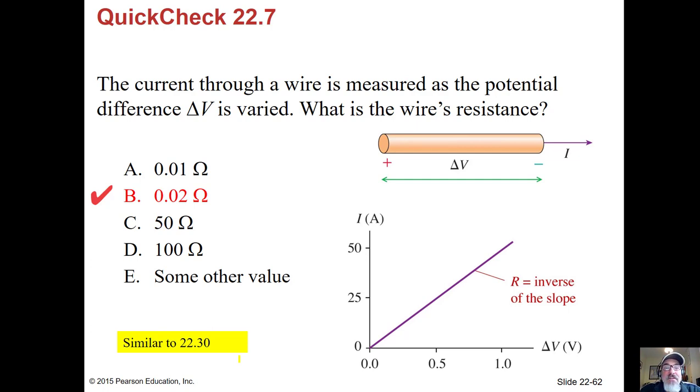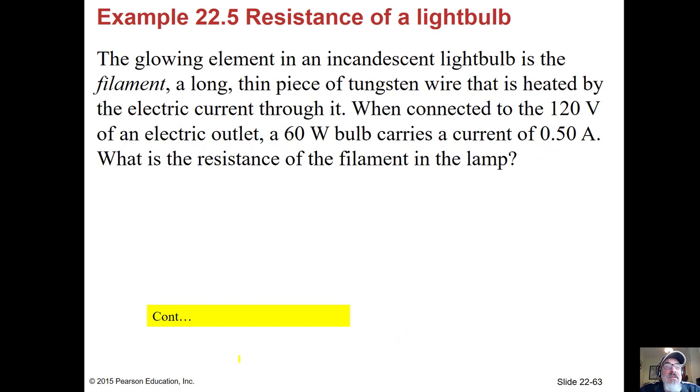Okay, very good. The glowing element in an incandescent light bulb is the filament, a thin piece of tungsten wire that's heated by electric current through it. When connected to 120 volts of an electric outlet, we're pretending that the voltage in your house is just something called DC. That's this number. It's not really the case in real life, but that's okay. So pretend we've got 120 volts.